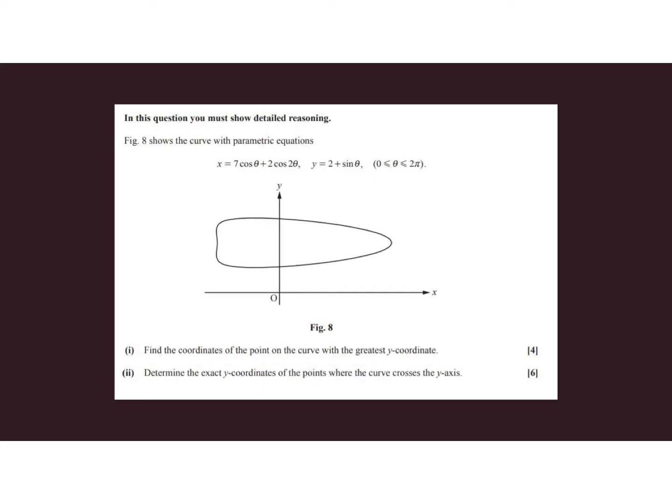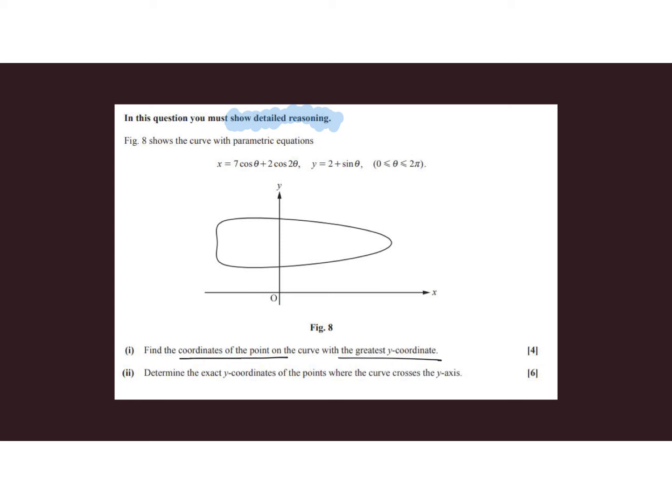So on to our final question, in which we are required to show detailed reasoning, so really clear working must be shown throughout this. We are given a curve with parametric equations in a trigonometric format. Find the coordinates of the point on the curve with the greatest y coordinate.